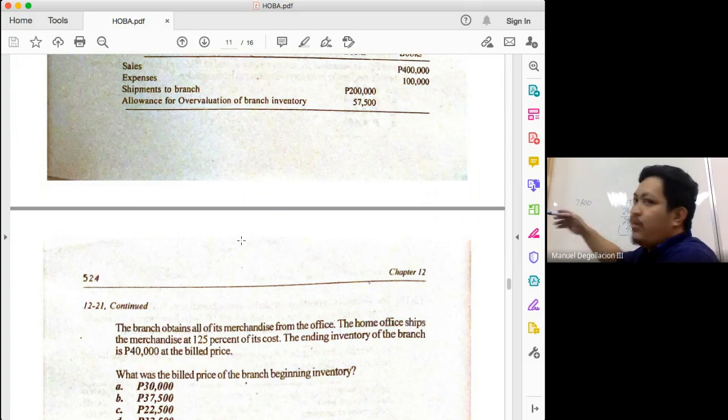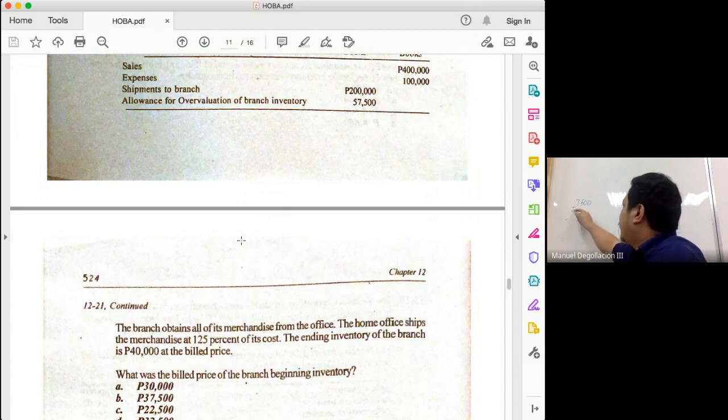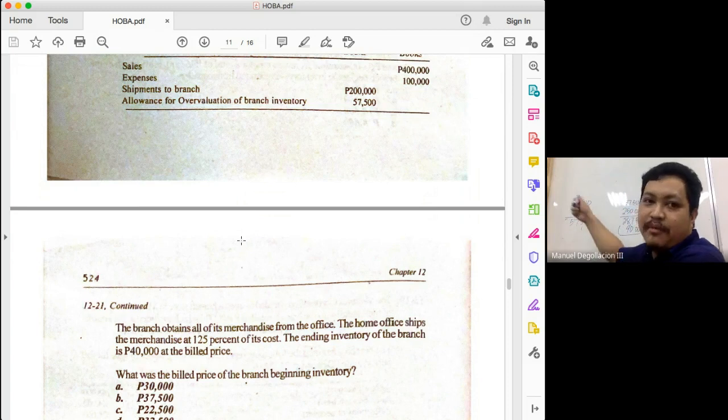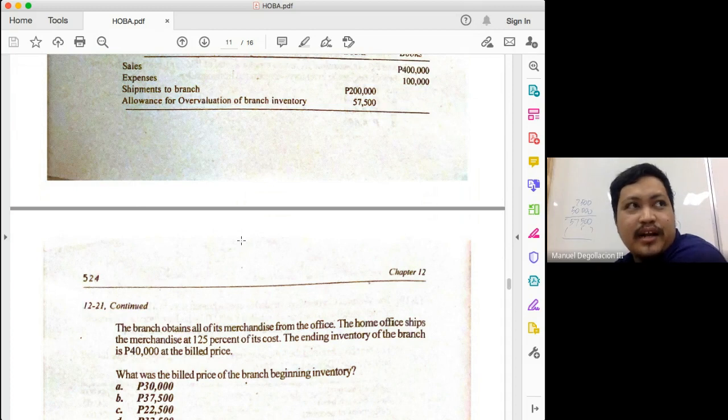Okay? And then we already have the markup on the shipments. Actually, the problem already gives you the markup on your shipments, which is 57,500. What else do we need to deduct? Markup on ending inventory, which is not yet given and which we have not yet solved. How much is the ending inventory, class? 40,000. How much then is the markup embedded in the 40,000?